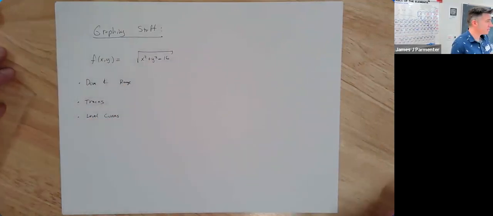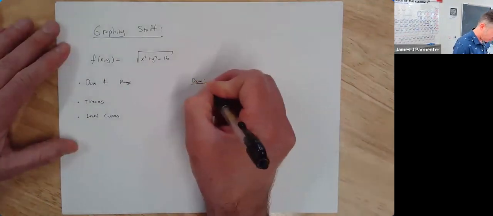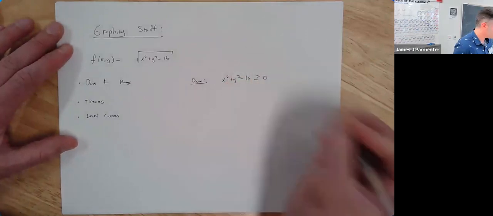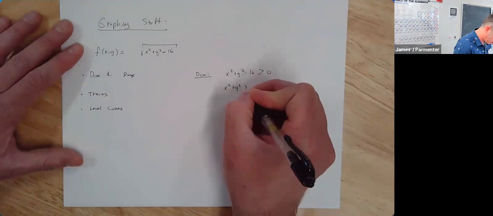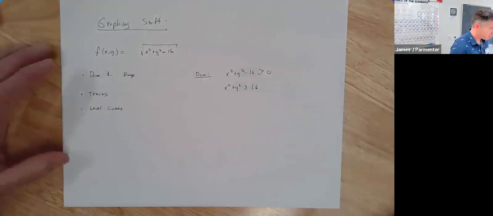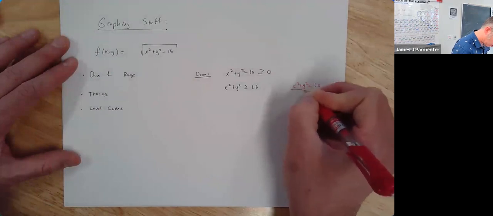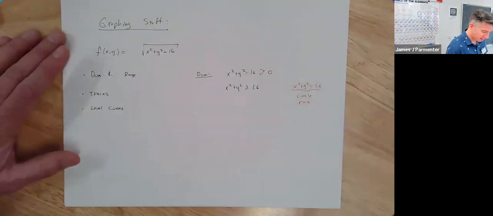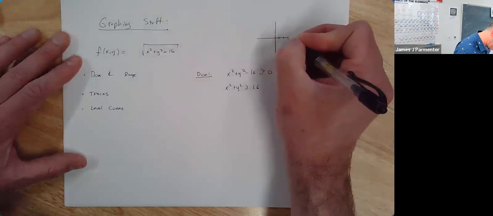Let's start with domain, because for domain we have a pretty straightforward process. We've got a square root, so we just have to say that the inside stuff has to be greater than or equal to 0, which means x squared plus y squared is greater than or equal to 16. And I do recommend keeping x squared plus y squared together. I know that x squared plus y squared equal to 16 is a circle of radius 4. So x squared plus y squared greater than or equal to 16 means we want everything on or outside of the circle of radius 4.